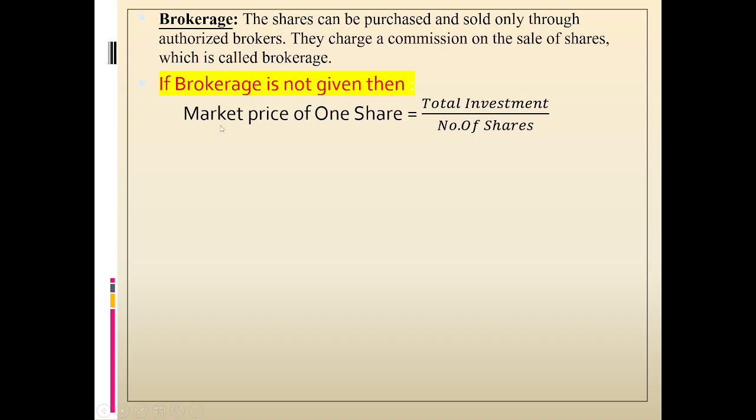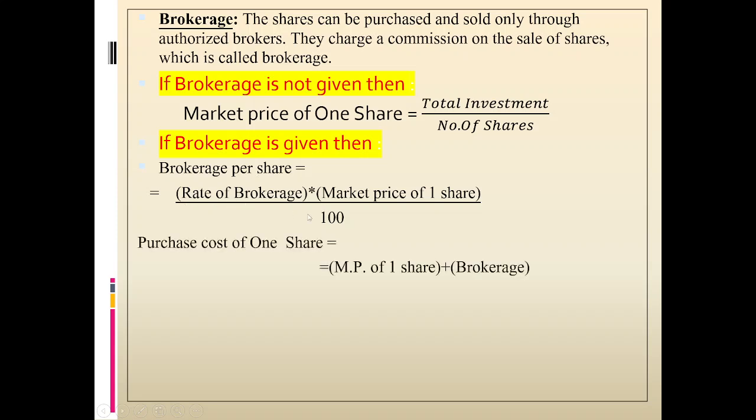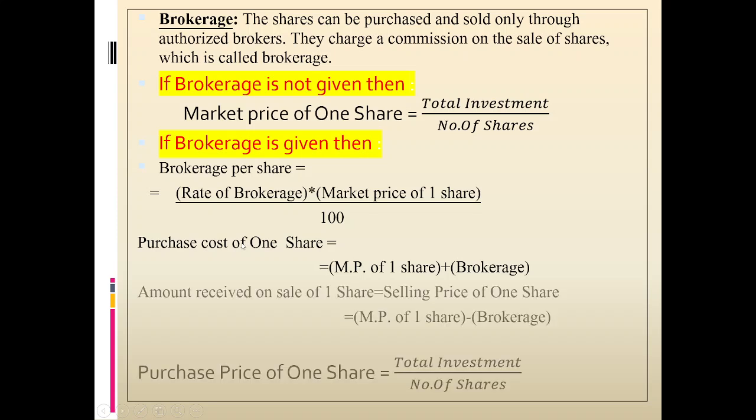Now if brokerage is not given, then the market price of one share is nothing but total investment upon number of shares. This is one formula. And if brokerage is given, then we can find brokerage by using the formula: rate of brokerage into market price of one share upon 100. Now the purchase cost of one share is equal to market price of one share plus brokerage. This is the formula for purchase price of one share.